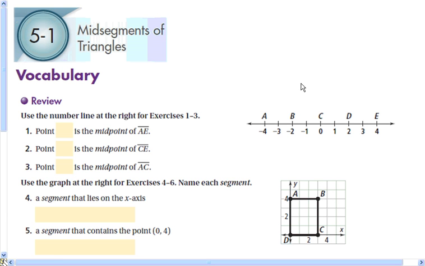All right, this is the second part of lesson 5.1, mid-segments of triangles. The objective today is for you to use the properties of mid-segments to prove and solve problems. So go ahead and do the review and check back for the answers.